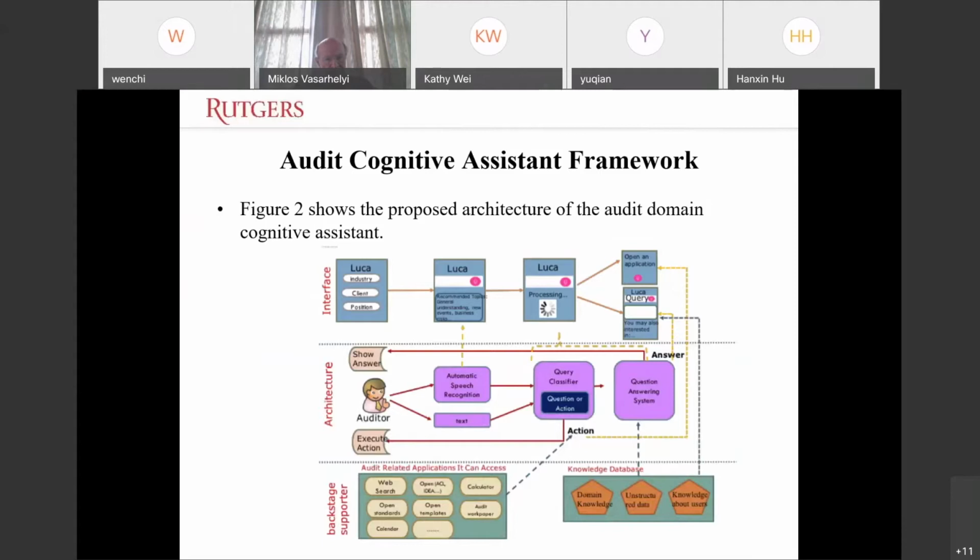And Figure 2 shows the proposed architecture of the audit domain cognitive assistant. The first one is the interface. It's a proposed tool named Lookup. So users should be able to browse the tool when calling Lookup. And when auditors start a brainstorming meeting, they need to select the industry, client, and companies, and the position of their role in the engagement team from the homepage.